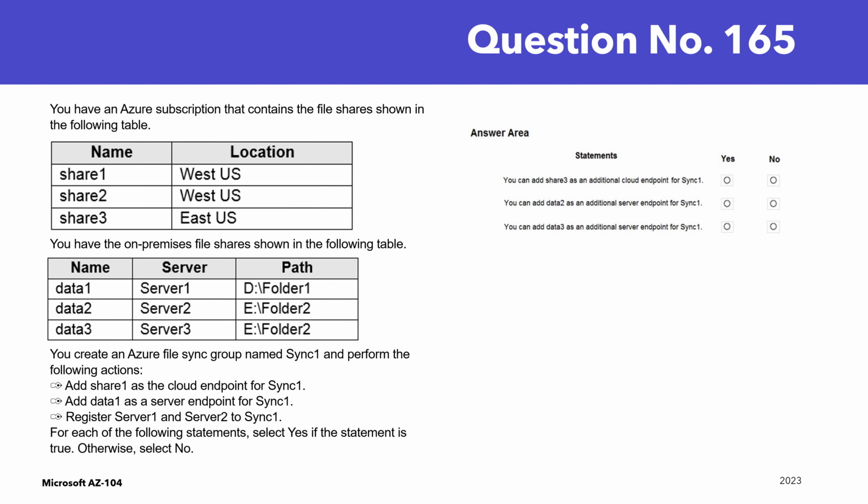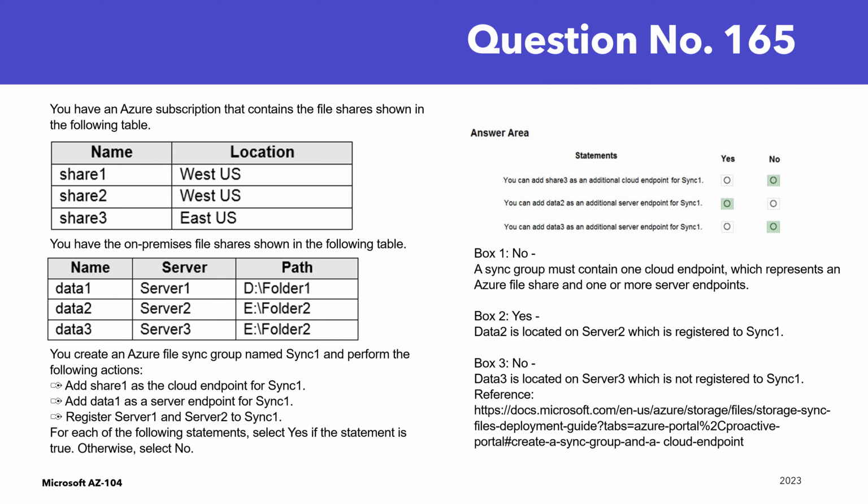You have an Azure subscription that contains the file shares shown in the following table. You have the on-premises file shares shown in the following table. You create an Azure File Sync group named Sync1 and perform the following actions. Add Share1 as the cloud endpoint for Sync1. Add Data1 as a server endpoint for Sync1. Register Server1 and Server2 to Sync1. For each of the following statements, select Yes if the statement is true. Otherwise, select No. You can add Share3 as an additional cloud endpoint for Sync1: No. You can add Data2 as an additional server endpoint for Sync1: Yes. You can add Data3 as an additional server endpoint for Sync1: No.